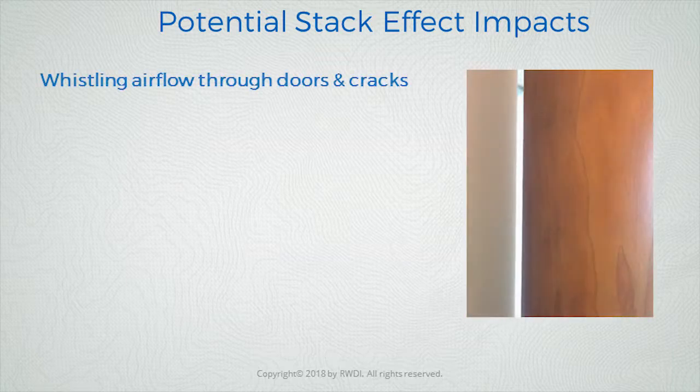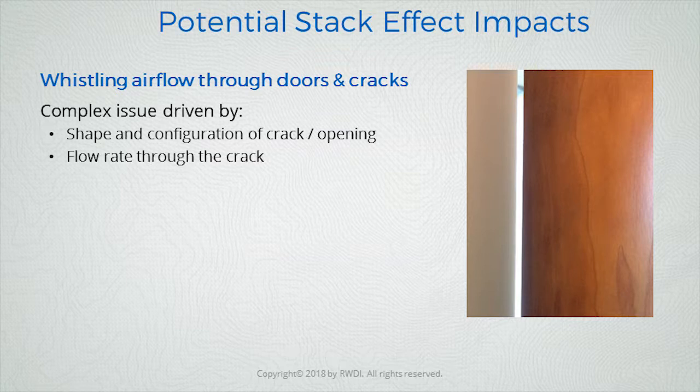And one of them is whistling airflow through doors and cracks. In that particular case, the door could be an elevator door, it could be just a unit door to an apartment. And whistling itself is a complex issue that's driven by not only the shape of the crack, but also the spacing of the crack or the configuration, how far apart are the two surfaces that are causing the whistling. And there's different types of whistling.